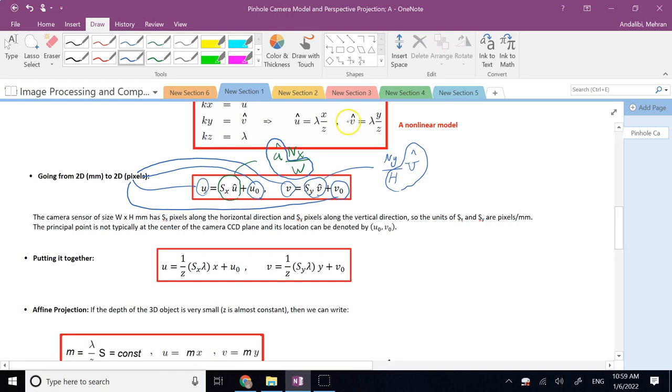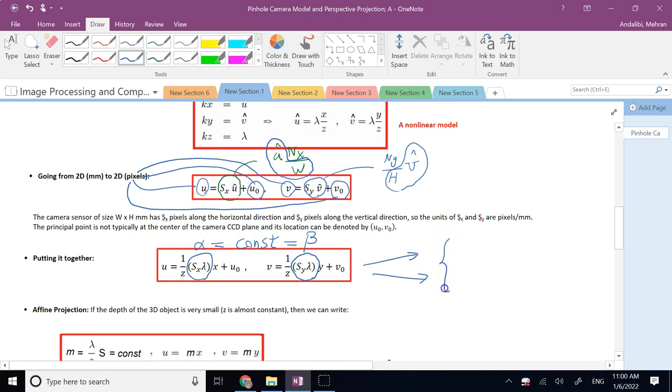If I combine these two equations, top and bottom, you will get the final equations for the perspective projection in terms of pixels. U is going to be 1 over Z, SX lambda times X, plus U naught, and V is going to be 1 over Z, SY lambda times Y, plus V naught. As we'll see in the next video, I will combine SX times lambda into a new parameter called alpha, and SY times lambda into a new parameter called beta. These alpha and beta are constant parameters. Why? Because for a specific CCD, SX and SY are fixed, and for a specific lens, lambda is fixed. So for a camera, alpha and beta, these two products, are fixed.